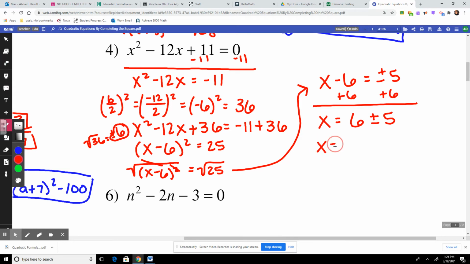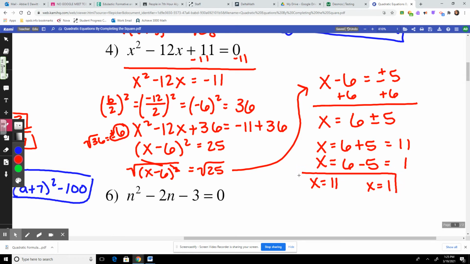So x is 6 plus 5, and x is 6 minus 5. 6 plus 5 is positive 11. 6 minus 5 is positive 1. So for number 4, your x is equal to 11, and x is equal to 1. Two solutions. X is 11, and x is 1.